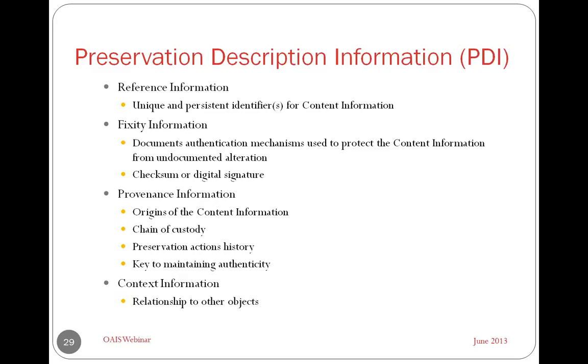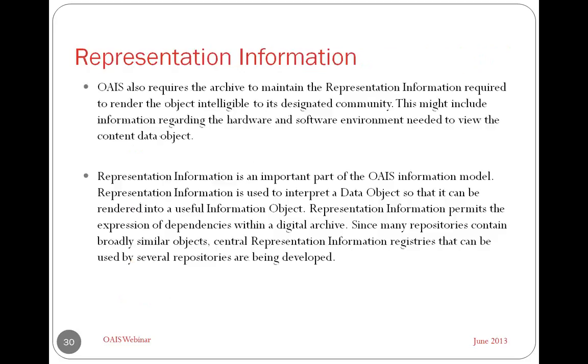Provenance information is similar to what we maintain for our paper records. It documents the origins of the content information, the chain of custody, preservation action history, and the key to maintaining authenticity. And finally, context information. Now note, this is different from content information. Context information describes how the content information relates to other information outside the information package. So there's a lot of little pieces that go into being able to keep an AIP together.